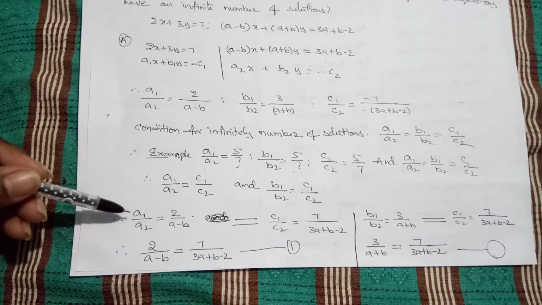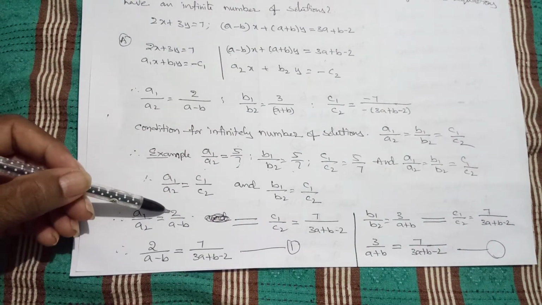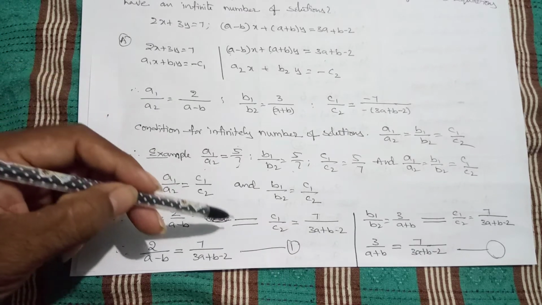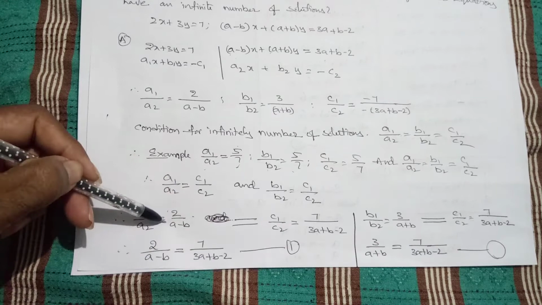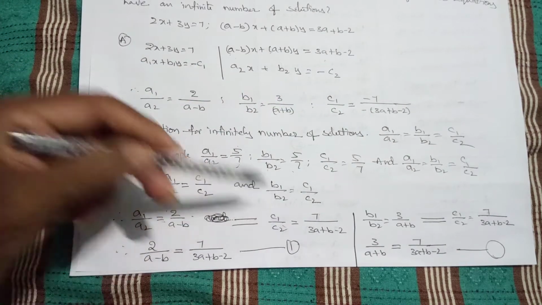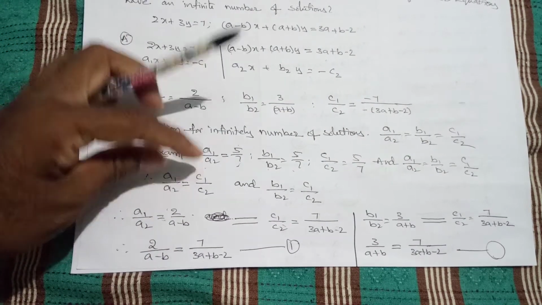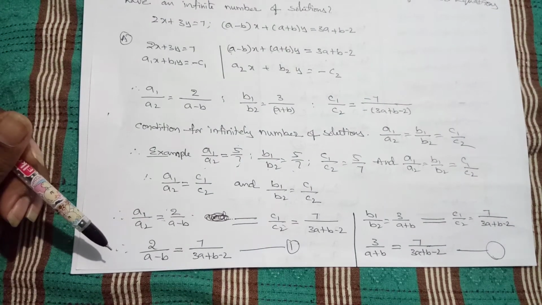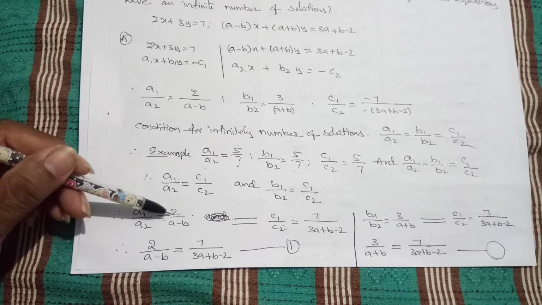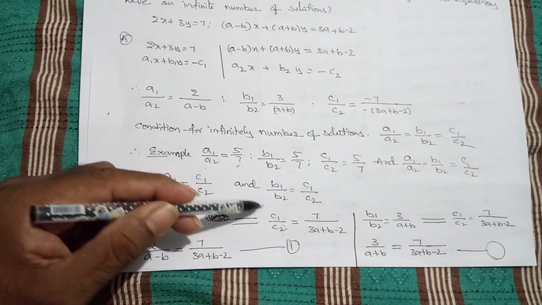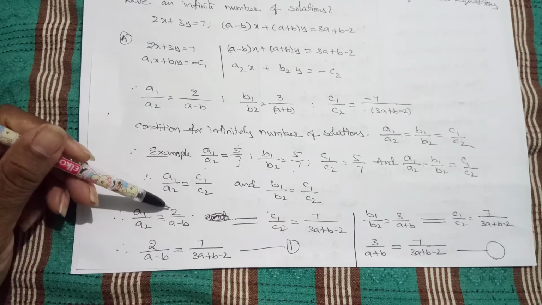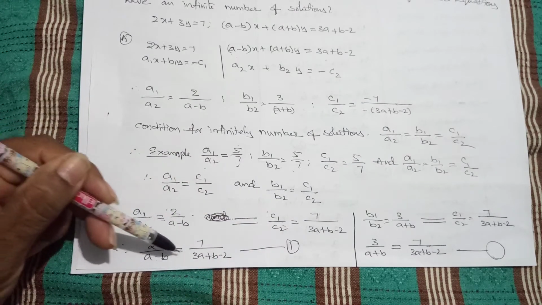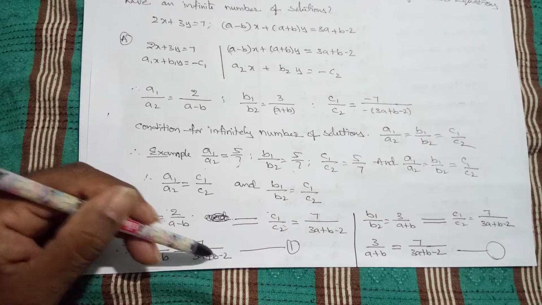Now take a1 by a2 is equal to 2 by a minus b, and this ratio is equal to c1 by c2. I am equating two ratios so that I can get two equations. Since LHS is equal to LHS, I am going to equate RHS to RHS. Therefore, 2 by a minus b is equal to 7 by 3a plus b minus 2.